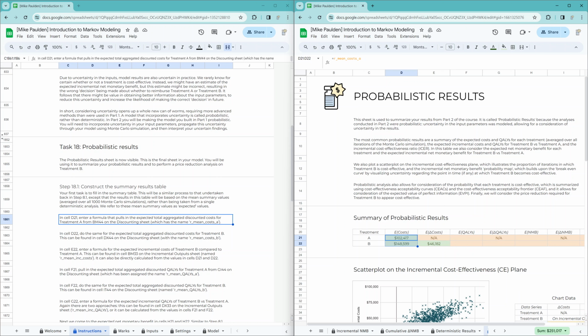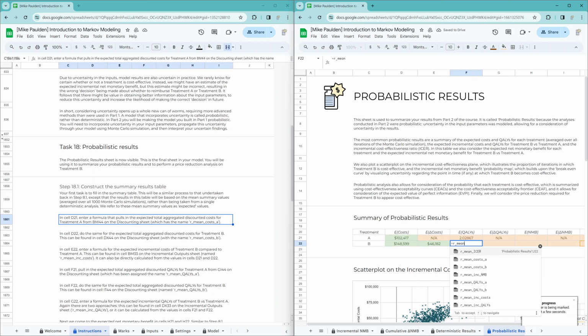The reason that we have all of those sheets is because we need the per cycle costs and QALYs and incremental costs and QALYs and the incremental net monetary benefit. We need all of that for some of the figures that we're plotting on this sheet. But for the purpose of the summary of the results, that's just about the means, yes, you can do calculations just within this sheet. So what about the expected QALYs? So we're going to say equals R_mean, and it is the QALYs for A. And then we've got the same thing, but for B.